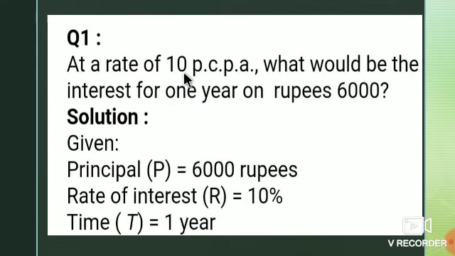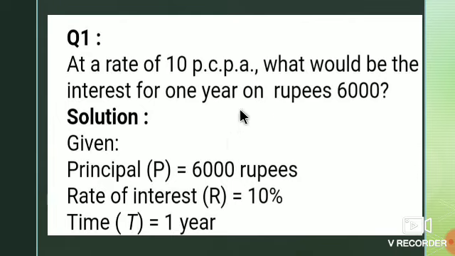At the rate of 10 PCPA, what would be the interest for 1 year on rupees 6000? Here what is meant by PCPA? PC means percent, P means per, A means annum. Percent per annum. Annum means a year. A year means 1 year. So this is 10% per year.